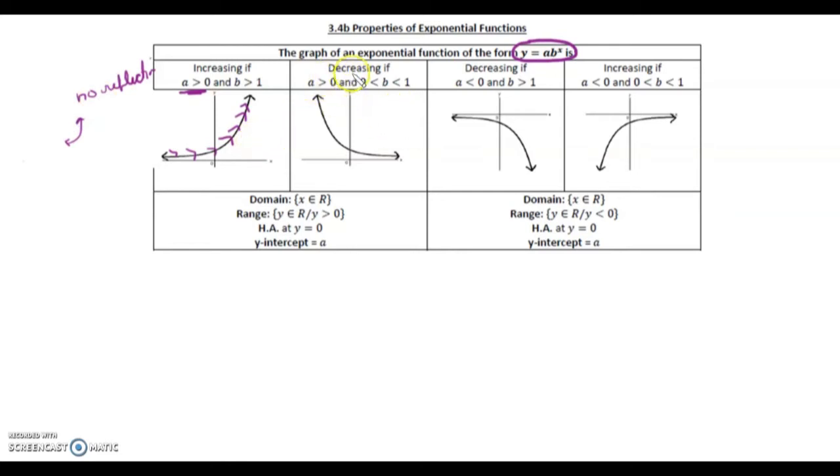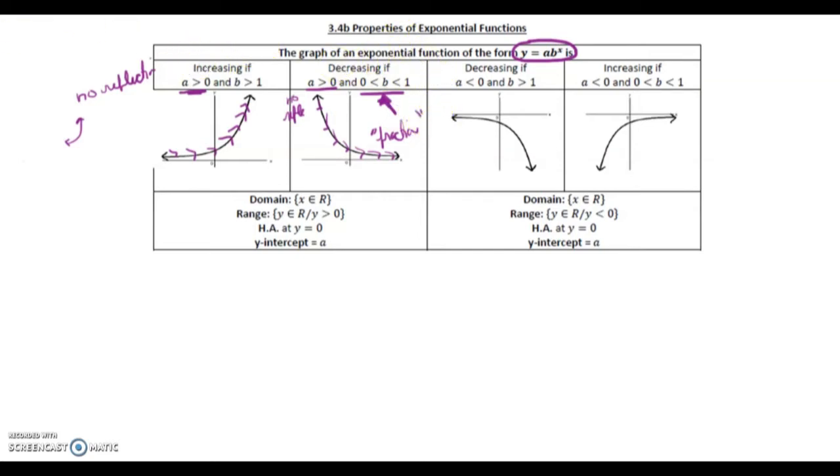Okay, it's decreasing if a is positive again, so no reflection, and decreasing, right? It's going down to the right. Always read from left to right. If we have, I again want to use this loosely, a fraction, so a number between 0 and 1 as the base.